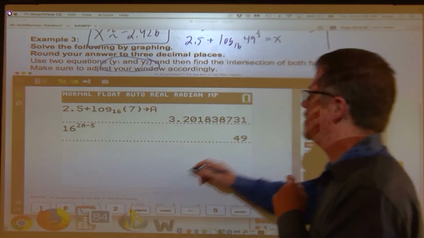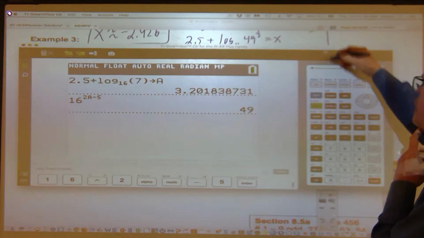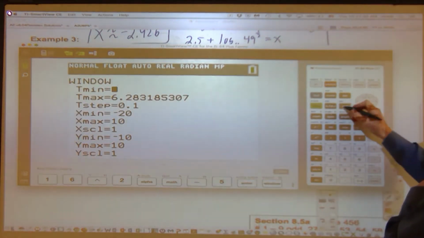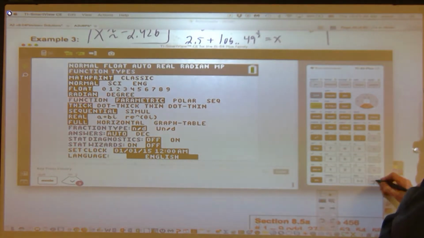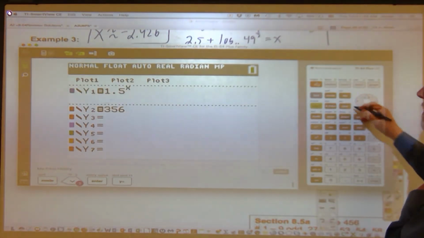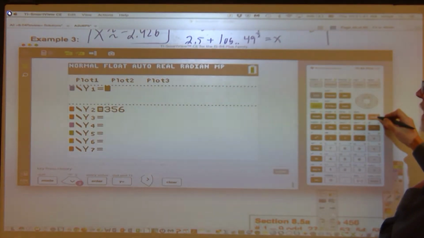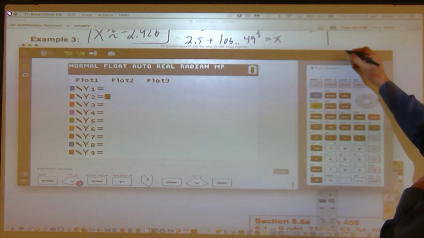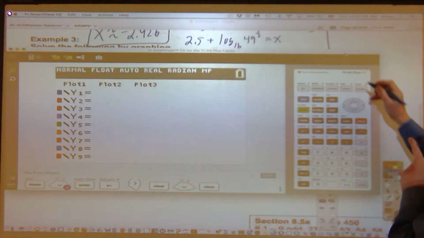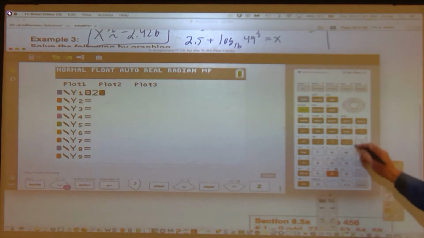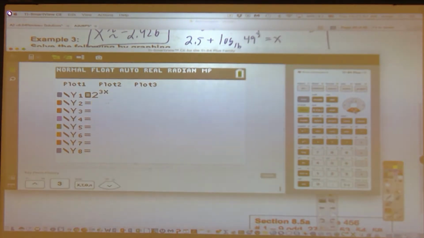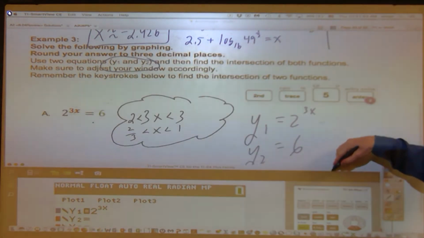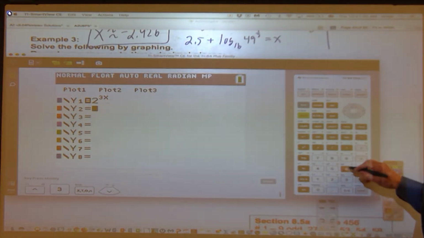But first, go to the viewing window. Oh, how embarrassing, I'm in parametric mode. We should be in function mode. That's for my calculus class. Okay, so we have clear. It looks as though our strategy is 2 to the 3x. So in your y equals menu, please type in 2 caret 3x for y1. And for y2, type in the number 6.